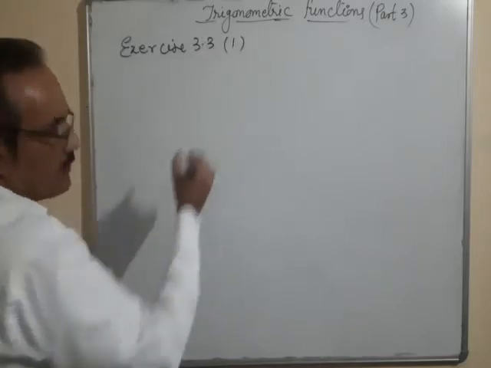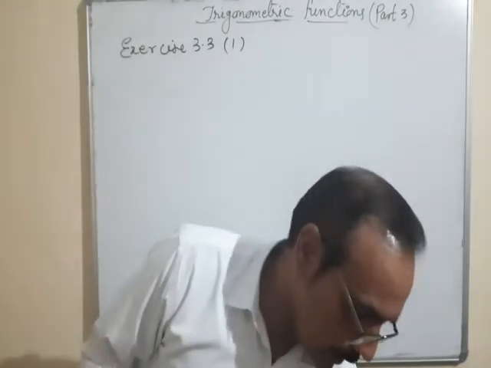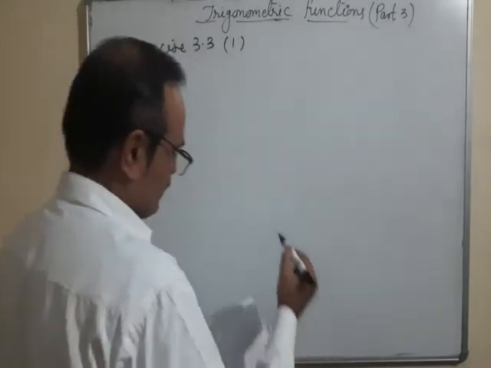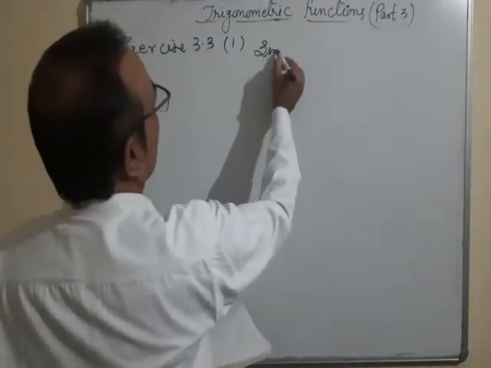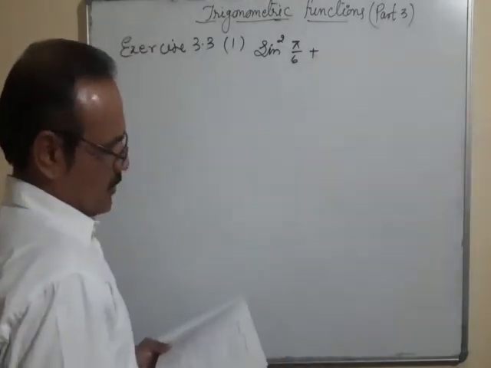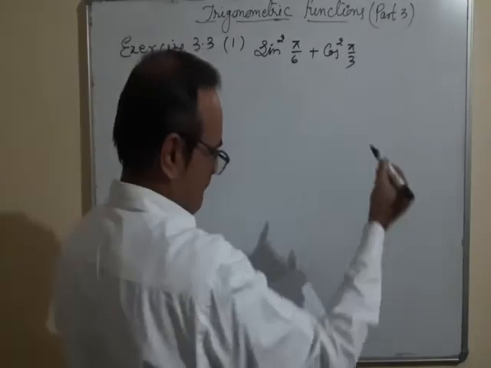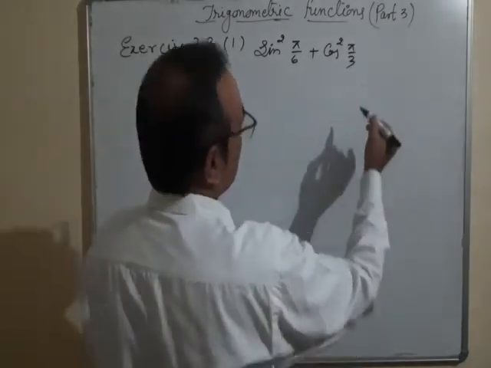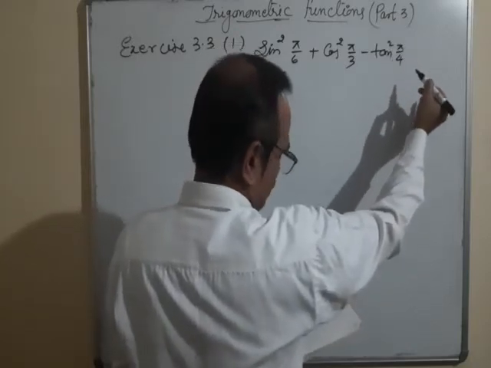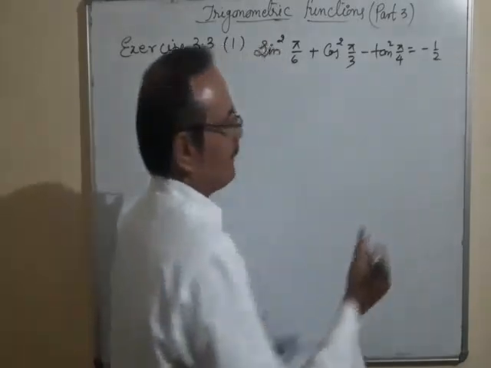Taking question number one: sine square pi by 6 plus cos square pi by 3 minus tan square pi by 4 is equal to minus 1 by 2.